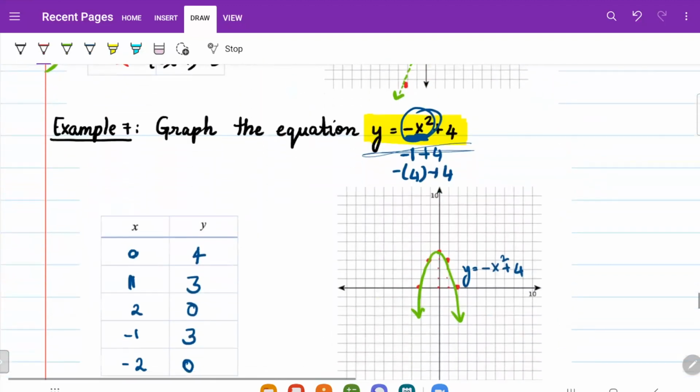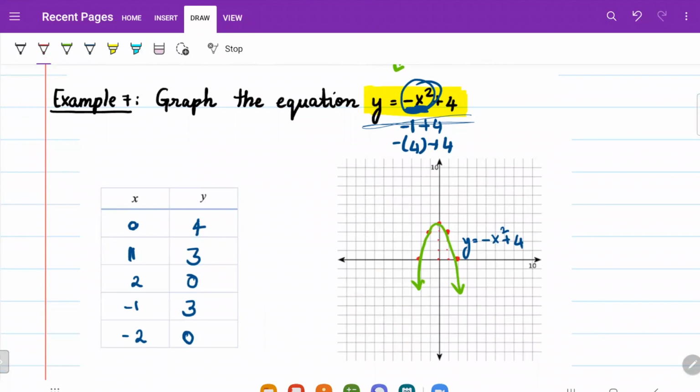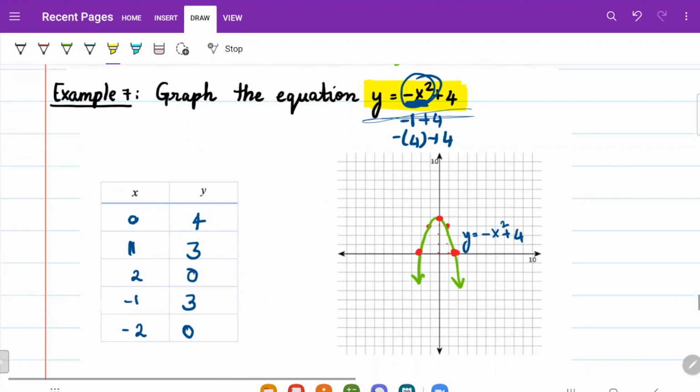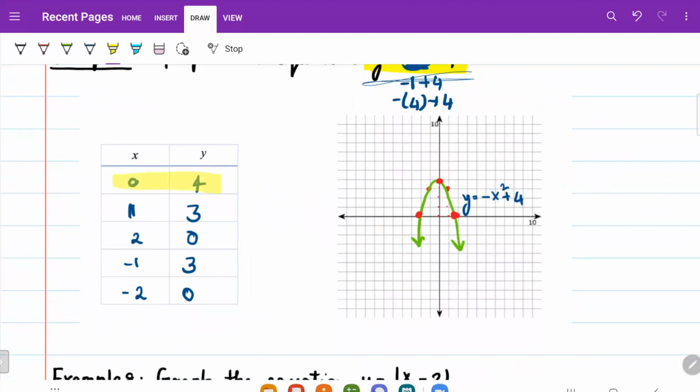Similarly, in this graph here, this is our y-intercept, because that is where it crosses the y-axis. And you can see here that we have two x-intercepts. We have one x-intercept here and here. From this table here, this is the y-intercept. And these two here are the x-intercepts.